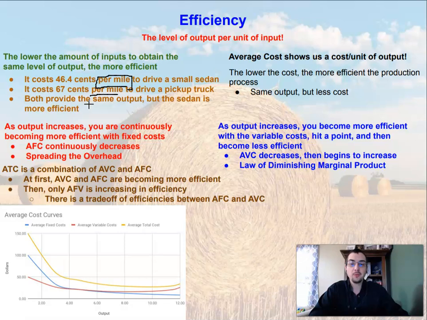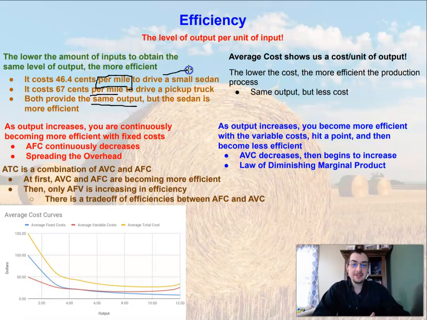So both provide the exact same output, but the sedan is more efficient. And we know that the sedan is more efficient because it costs less, because we're using less money to do that. We're using less resources in order to drive the small sedan, and we can save more resources to apply somewhere else. It takes less resources, less cost to drive that small sedan as compared to that truck.